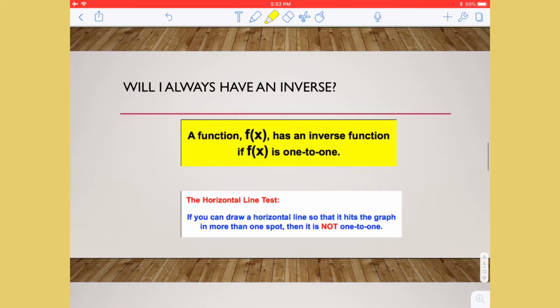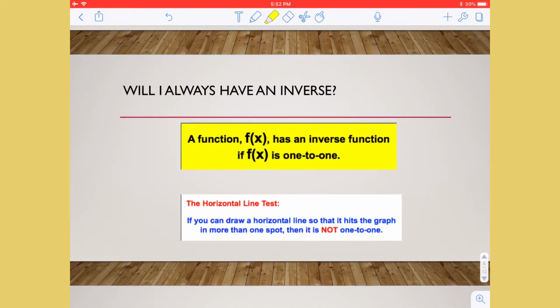Now, will I always have an inverse? Absolutely not. It must be a function that is one-to-one. Now, if you recall back many sections ago, we learned about the vertical line test. And the vertical line test was used to determine, do we have a function? And the concept was draw a vertical line, hit the function only one time, and you're good to go. It is a function, meaning there were no repeating x values. Well, if you pass the vertical line test, you can then test for something called one-to-one, which essentially means there are not only no repeating x values, but there are also no repeating y values.